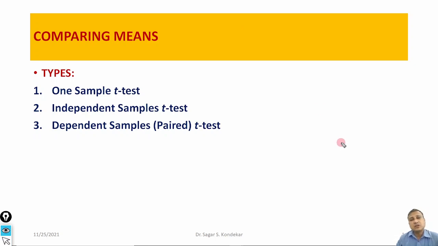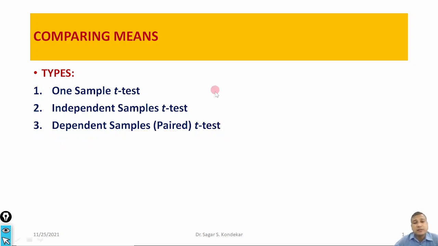In the previous two lectures, we tried to understand how we can perform one sample t-test and independent samples t-test on our data, and also how we can read and interpret the results of these hypothesis tests. In today's session, we'll be dealing with the dependent samples paired t-test.